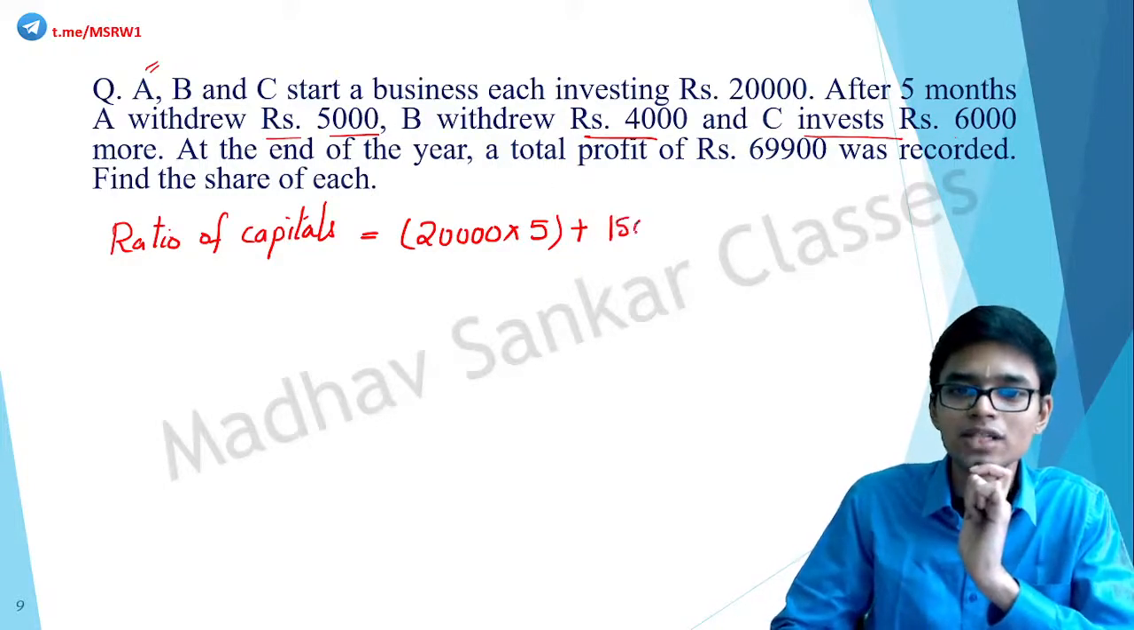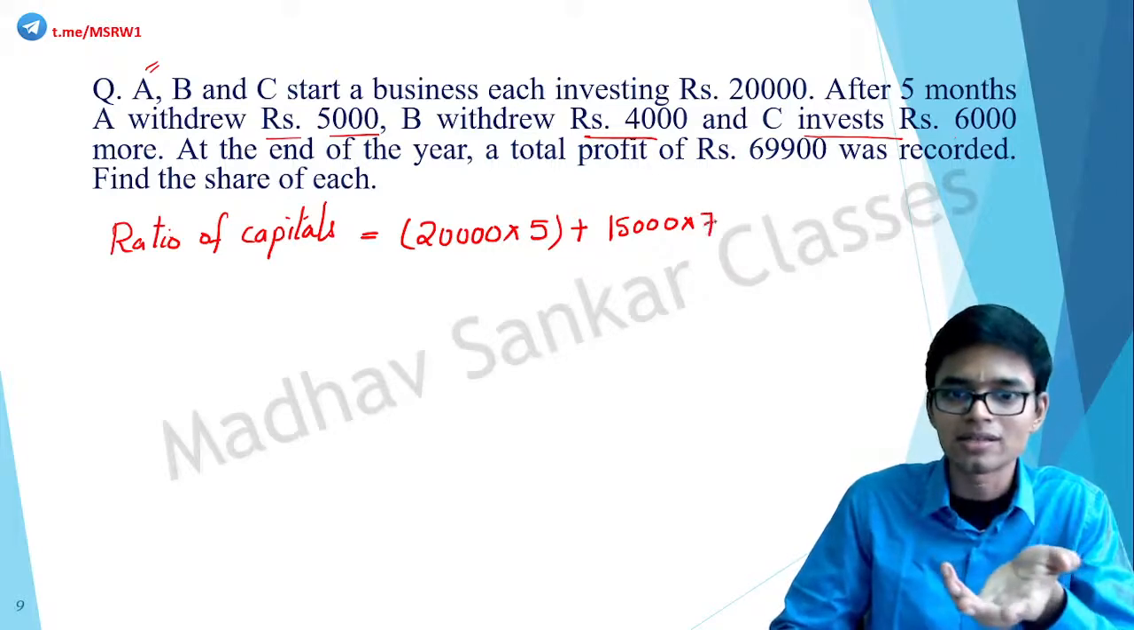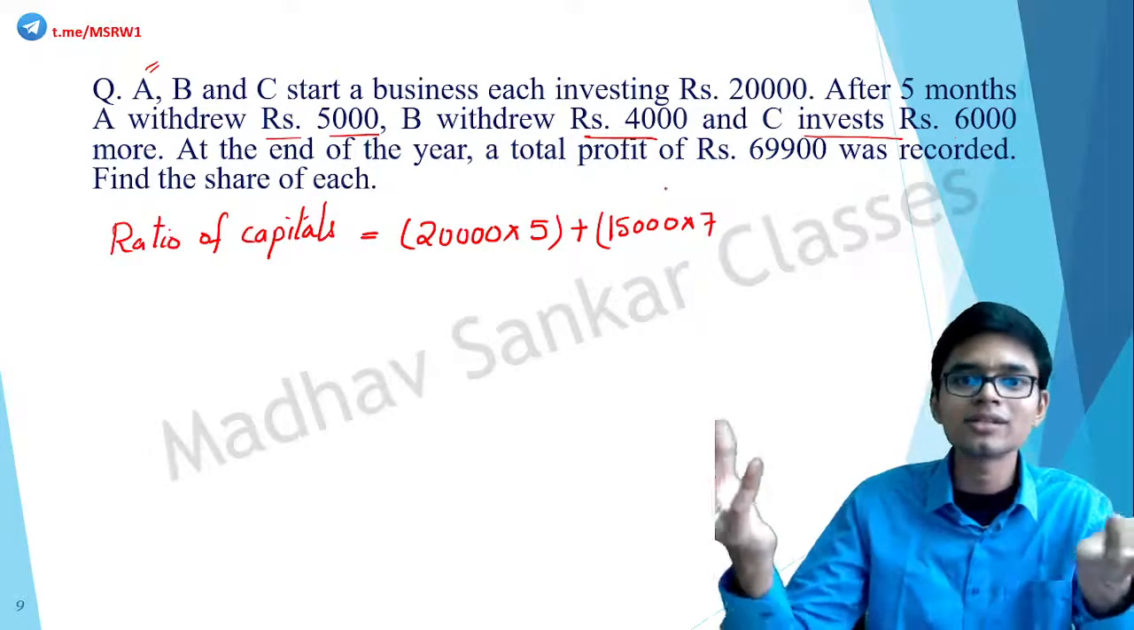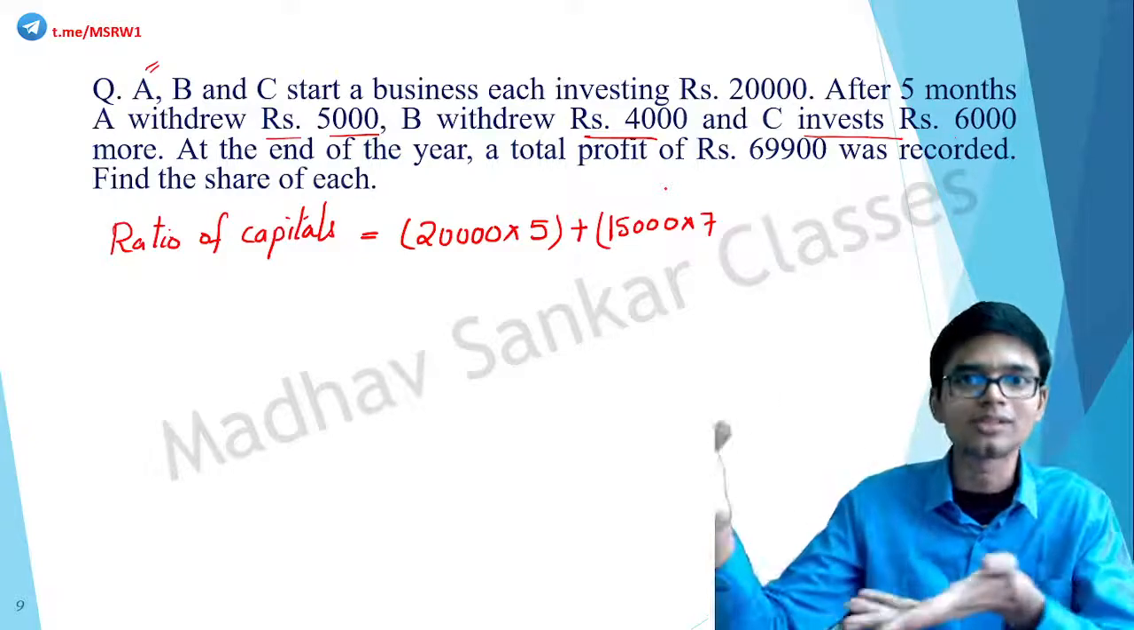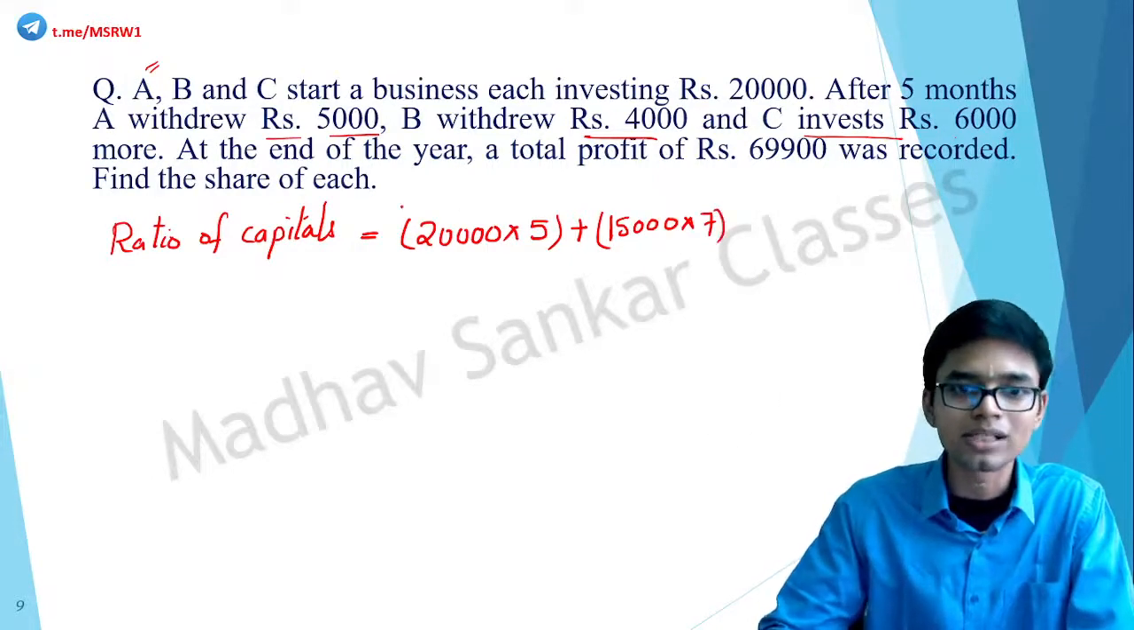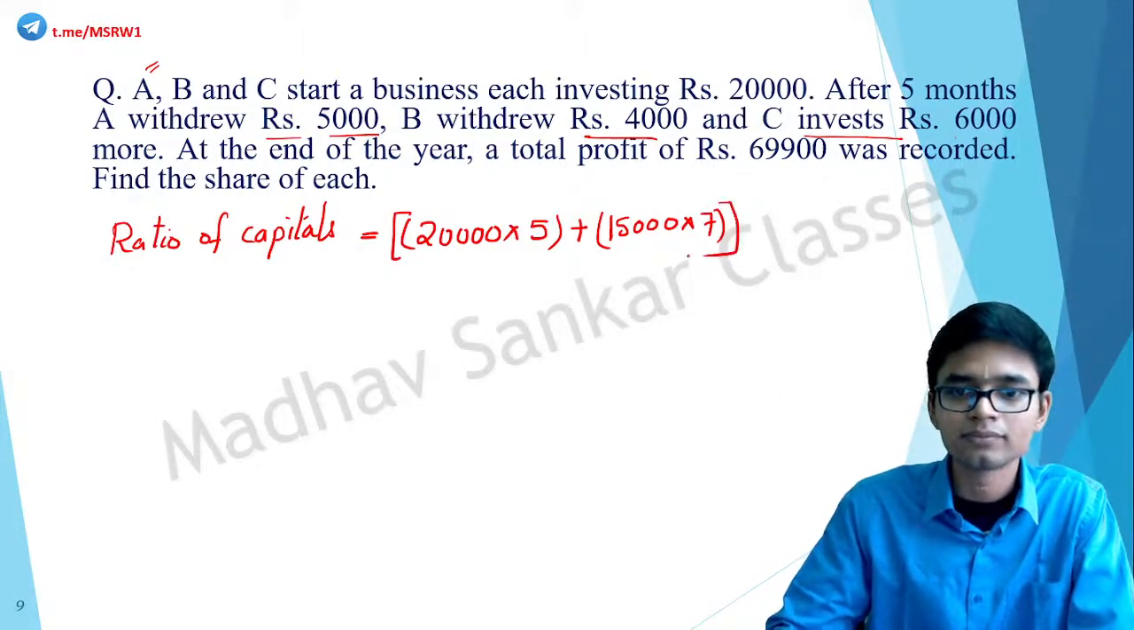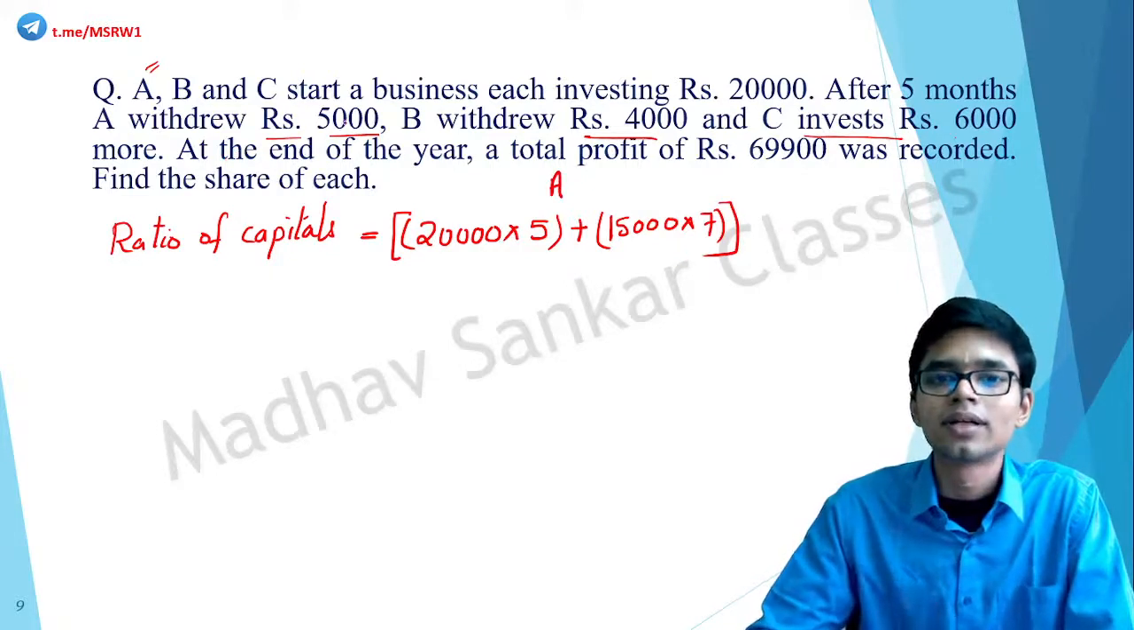Correct? So 15,000 into, what is the rest? 12 minus 5 is 7. 7 months. In a year, there are 12 months. So 5 months, 20,000 rupees. So the rest is 7 months, 7 months, 15,000 rupees. So this is A. Clear?